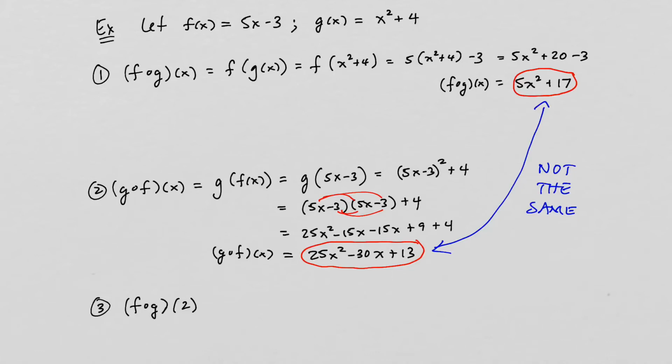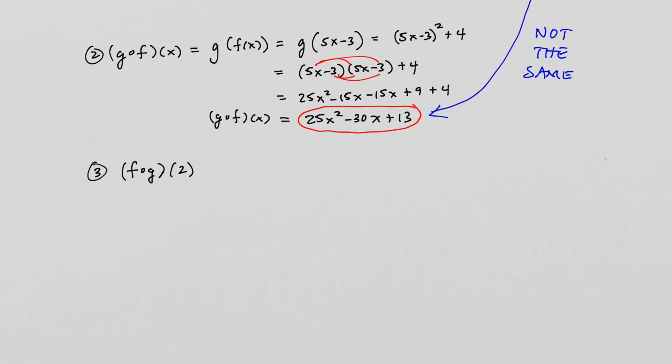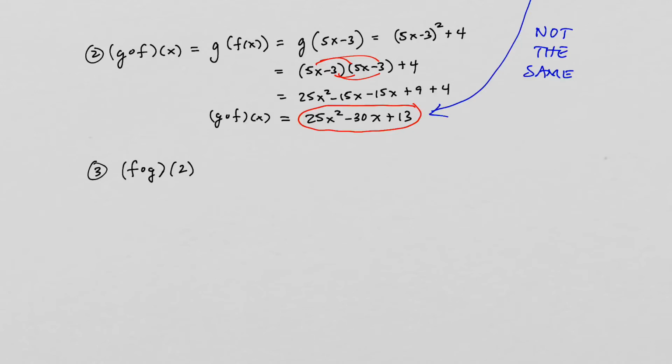All right, so next up, what I want to do is look at f of g of 2. F of g of 2, what is that? Well, let's remind ourselves that for this example, f of x was the function 5x minus 3, and g of x is the function x squared plus 4. And when we're doing f of g of 2, this is the same as doing g of 2 and then plugging that into f. So this is the more useful notation. These are the same, but this is more useful.